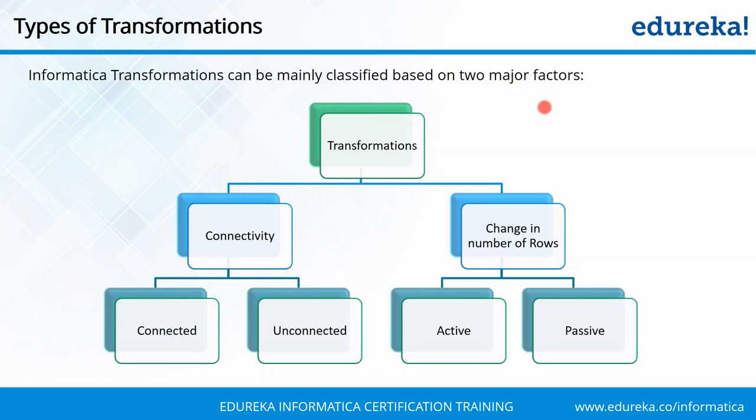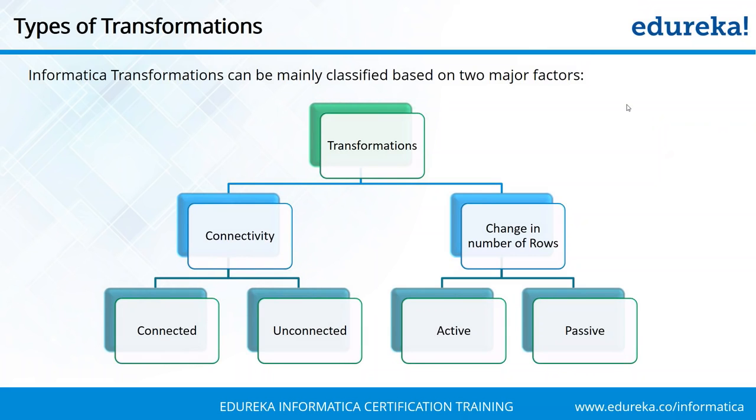Now every transformation belongs to at least one of the 2 types from each category. That is, a transformation could be connected and active, connected and passive, unconnected and active, or unconnected and passive. Now this is classified on their basis of usage. So this is important that you remember. It's mainly based on their usage that the transformations are classified.